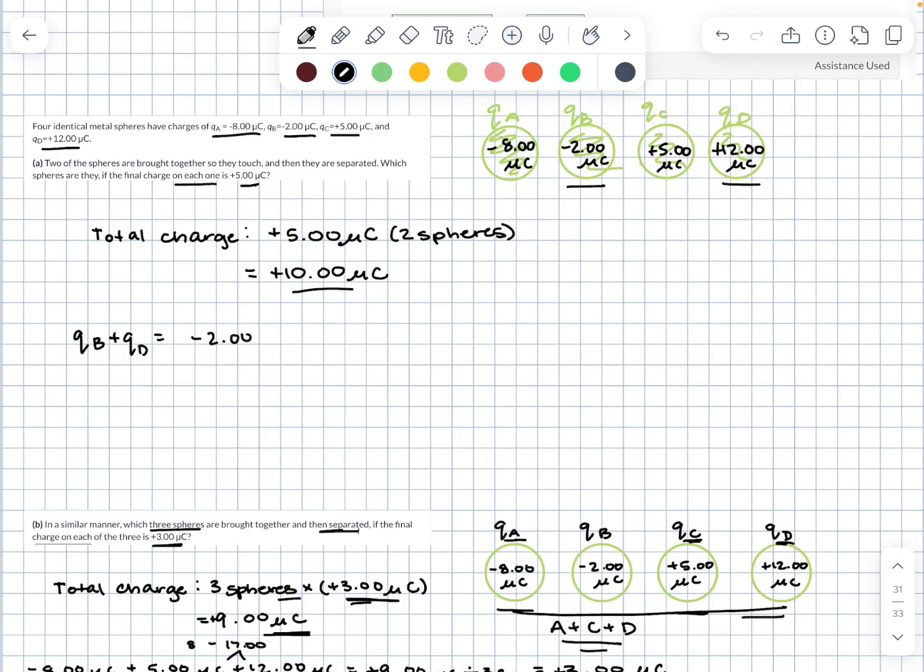So Qb is negative 2 microcoulombs, plus 12 positive microcoulombs, and perfect, that results in our positive 10. And then we divide this by 2 spheres to double check it, and that results in a positive 5 microcoulombs, and that's exactly what we wanted. So the answer to this question is spheres B and D.